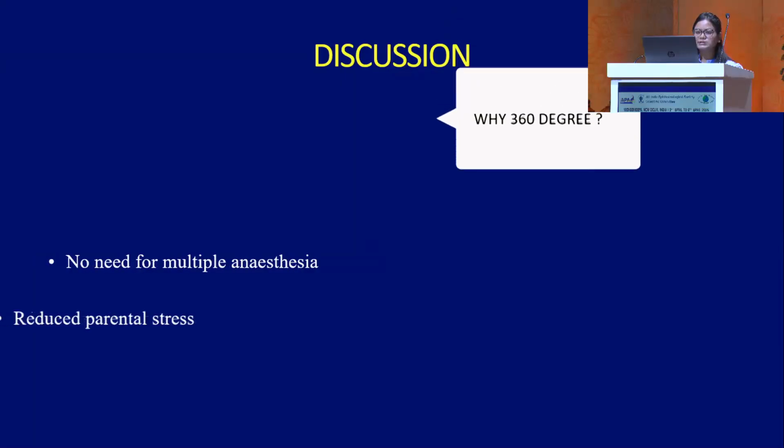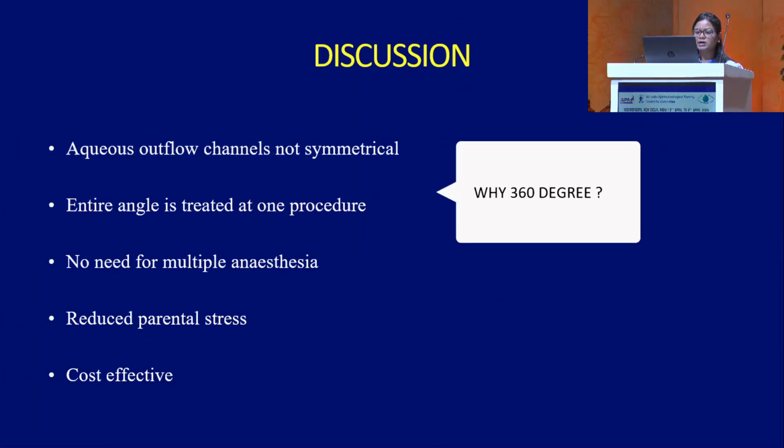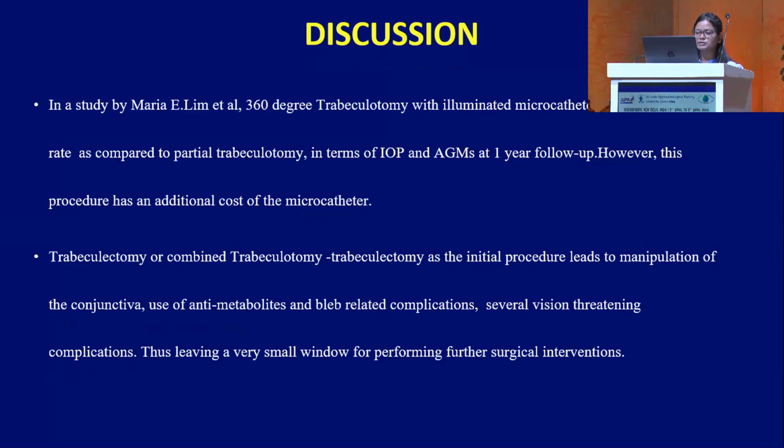So why is 360-degree goniotomy needed? Basically, aqueous outflow channels are not symmetrical, and the entire angle is treated in one single step. There is no need of multiple anesthesia to the child, and there is a reduction in the parental stress. It's also a cost-effective procedure.